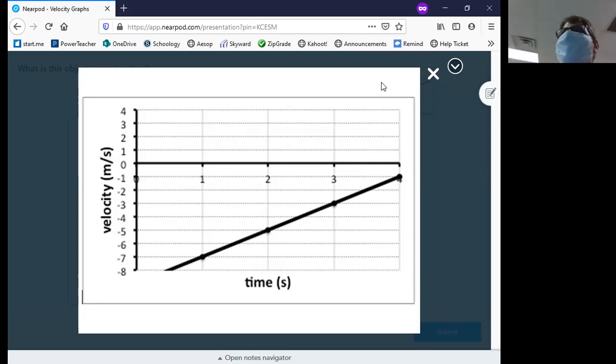All right, so how do we tell the acceleration on this? Slope, right? So if I pick 2 points and do a rise over run, I think it's 2 over 1. So 2 over 1, which is 2 meters per second squared. Now, a lot of you said it was -2. Why negative? Say again.